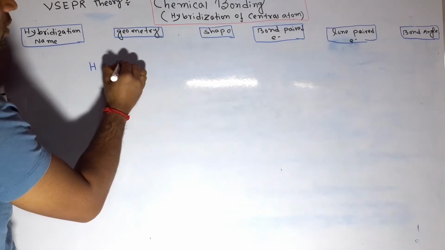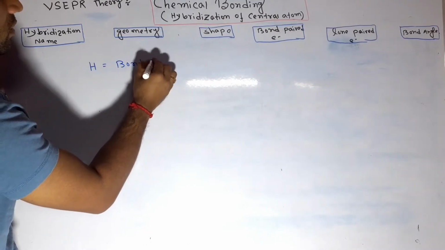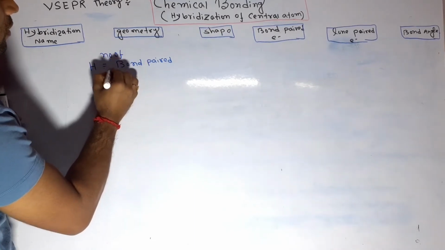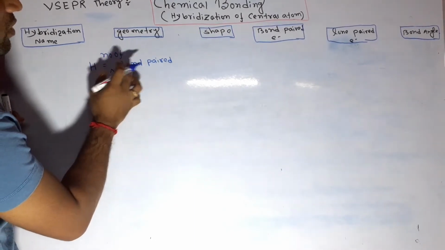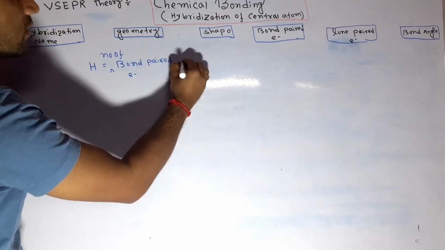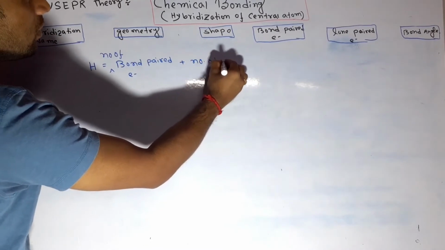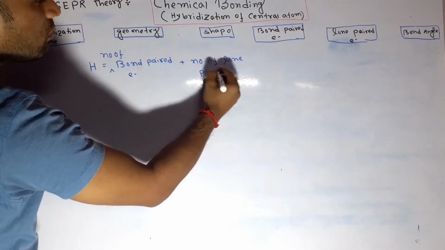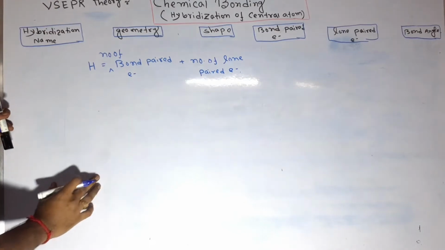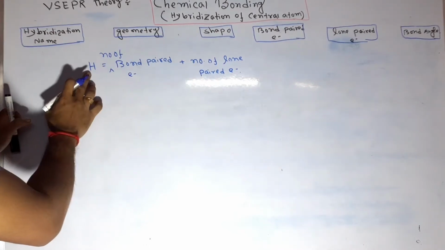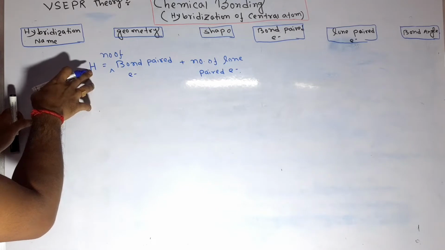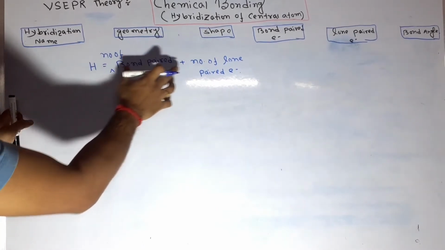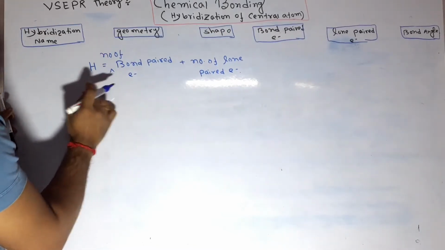H is equal to the number of bond paired electrons plus the number of lone paired electrons. In a compound, if you have the total number of bond pair electrons and the total number of lone pair electrons, then you can give the hybridization number. The hybridization number is given by another procedure: number of bond pair electrons plus number of lone pair electrons.